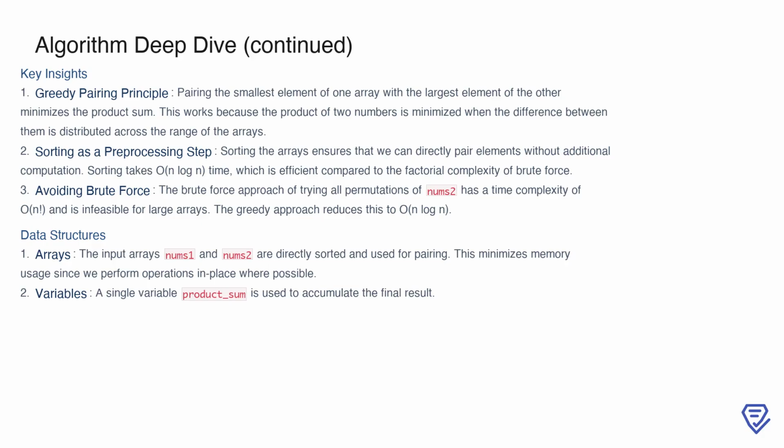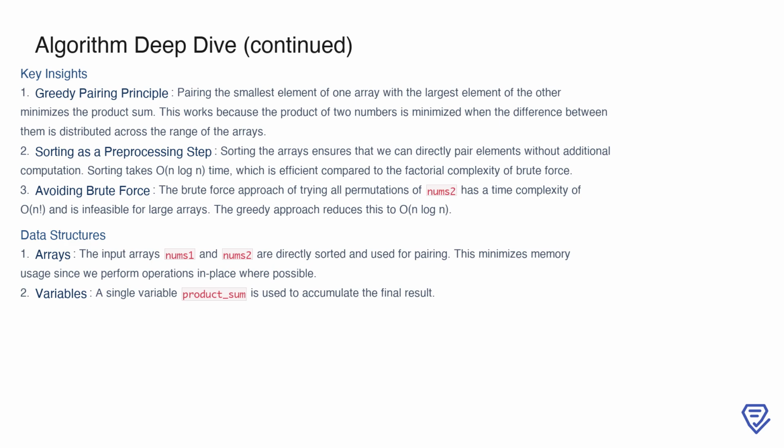First, the greedy pairing principle ensures that pairing the smallest element of one array with the largest element of the other minimizes the overall product sum. This is because the product of two numbers is smallest when their values are distributed across the range of the arrays. Second, sorting the arrays is an efficient pre-processing step that allows us to create optimal pairings without additional computation.